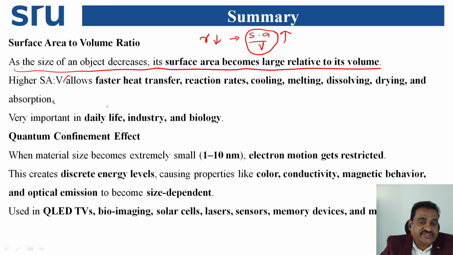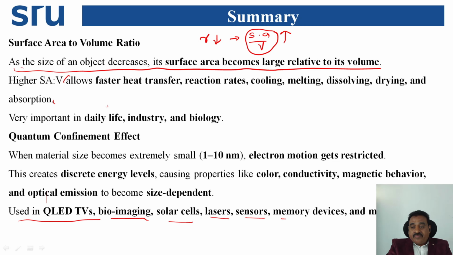So we discussed about surface area to volume ratio, daily life examples also we discussed, applications also we discussed. That quantum confinement effect, daily life examples we discussed, and also uses in QLED TVs, bioimaging, solar cells, lasers, sensors, memory devices, and medicine. So, the quantum confinement effect, daily life examples we discussed, and applications also we discussed in this video.